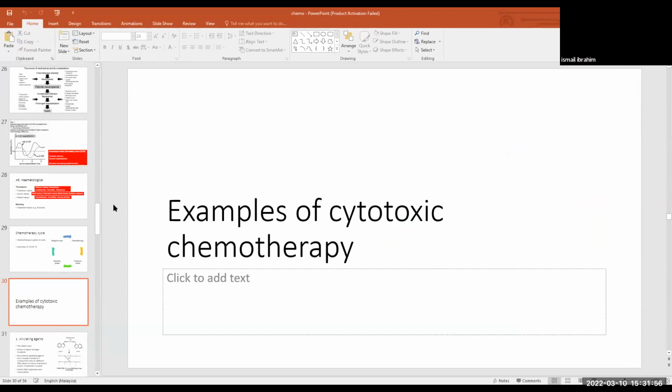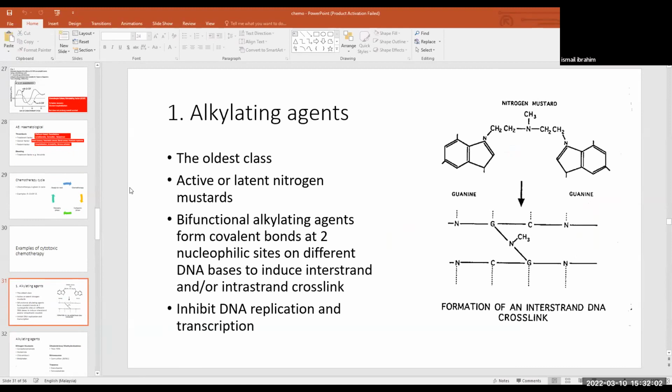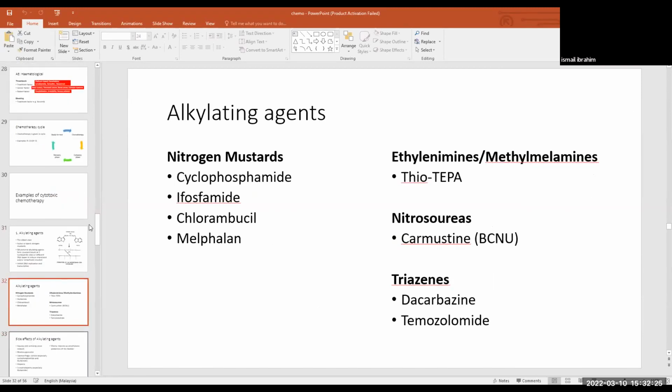So the last part of this presentation is to go through a few examples of cytotoxic chemotherapy. First is alkylating agent, the oldest class of chemotherapy. We are talking about the classical cytotoxic chemotherapy. Examples of alkylating agents are cyclophosphamide, ifosfamide, and melphalan. You can read later about the detail on how it works on DNA replication. We use it a lot for different kinds of cancer, especially in hematological cancer, such as lymphoma as well as myeloma.